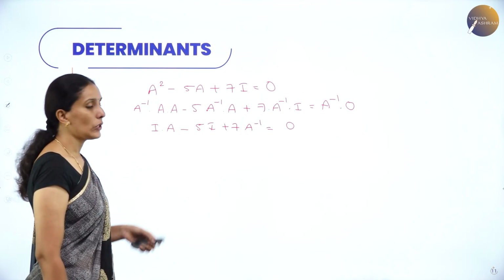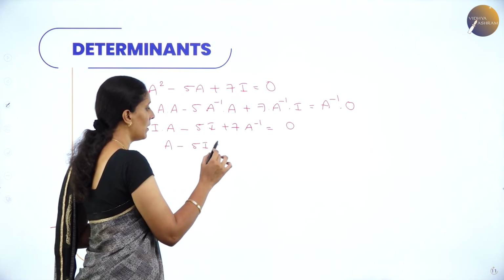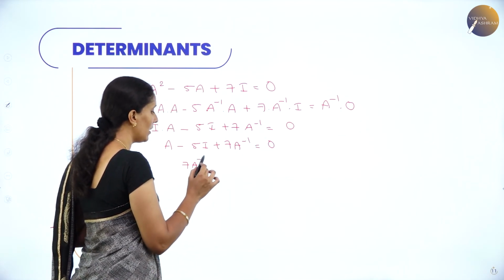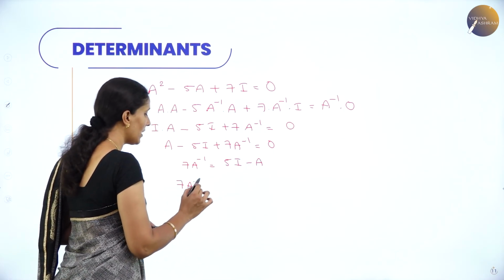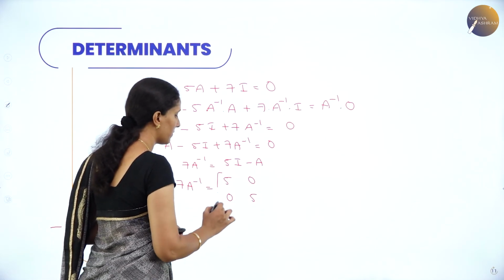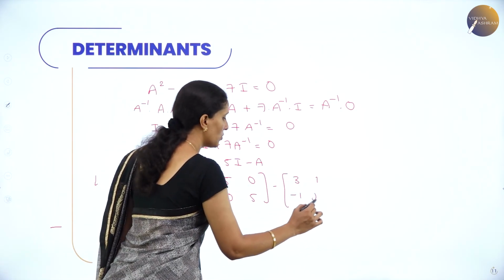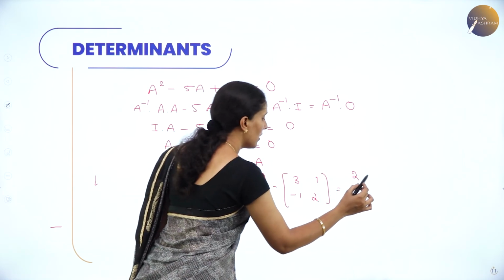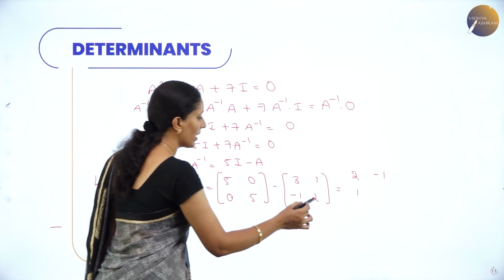So what is A into I? It is A only. And here we have A minus 5I plus 7A inverse is equal to 0, or 7A inverse is equal to 5I minus A. So let's solve this. 7A inverse is equal to 5I, which means [5, 0; 0, 5], minus A, which means [3, 1; -1, 2]. Let's solve this. 5 minus 3, 2. 0 minus 1 is minus 1. 0 minus of minus 1 is plus 1. 5 minus 2 is 3.